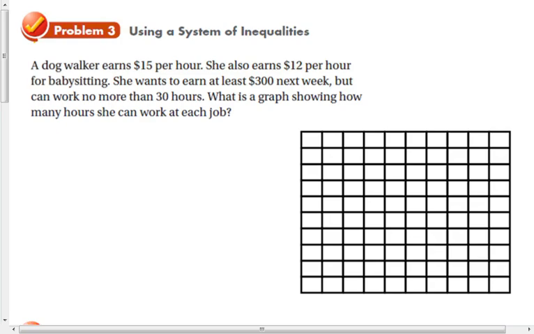All right, we can use the system of inequalities to help solve the problem here. A dog walker earns $15 per hour. She also earns $12 per hour for babysitting. She wants to earn at least $300 next week, but can work no more than 30 hours. What is the graph showing how many hours she can work at each job? All right, let's let x equal the number of dog walking hours and y equal the number of babysitting hours.